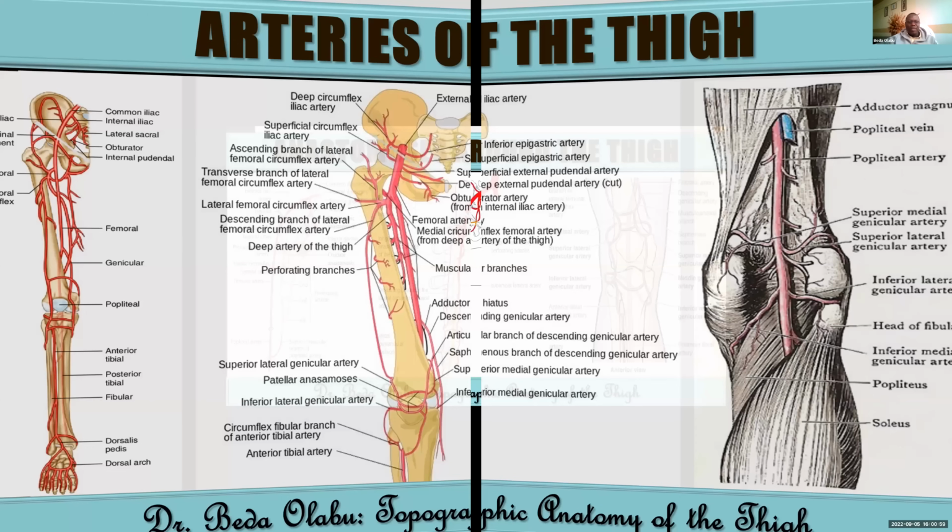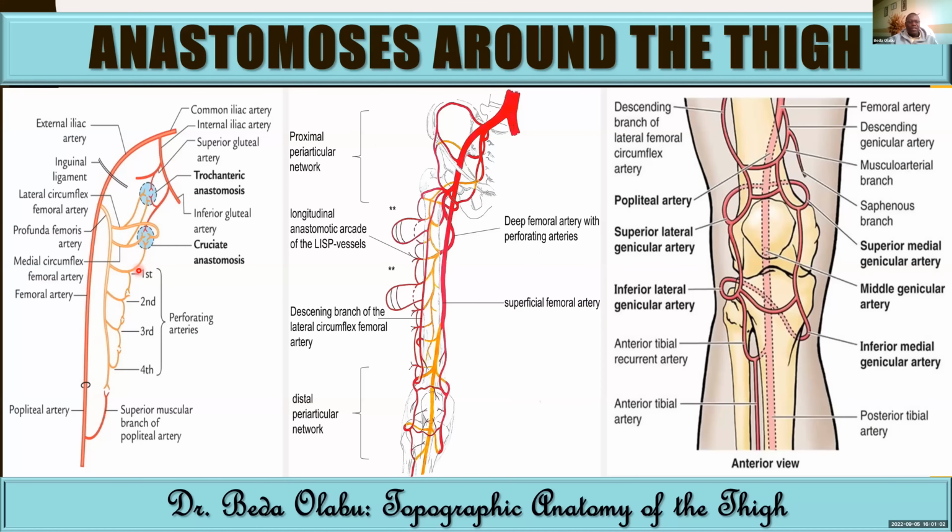So related to this are some anastomosis. Remember, the perforating arteries form the longitudinal anastomosis in the back of the thigh. Cruciate anastomosis is located at the level of the lesser trochanter, formed by anastomotic branch of the inferior gluteal, anastomotic branch of the first perforating artery, and the transverse branches of the medial and lateral circumflex arteries. Trochanteric anastomosis is formed by ascending branches of medial and lateral circumflex femoral artery together with anastomotic branches of superior and inferior gluteal arteries, located at the level of the trochanteric fossa.